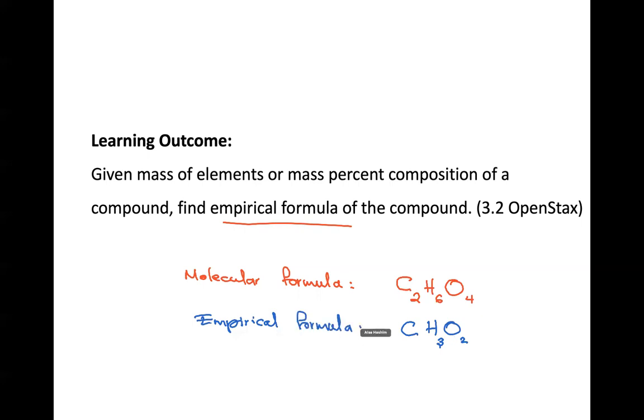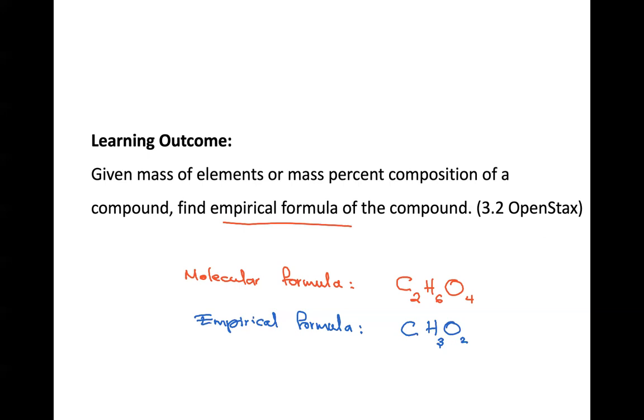Now, you could have multiple molecules that have the same empirical formula, right? Think of a molecule that has the molecular formula C4H12O8. It would have the same empirical formula, right? So the empirical formula is simply giving us the simplest ratio of atoms present.